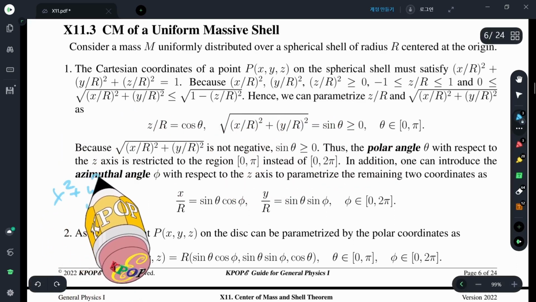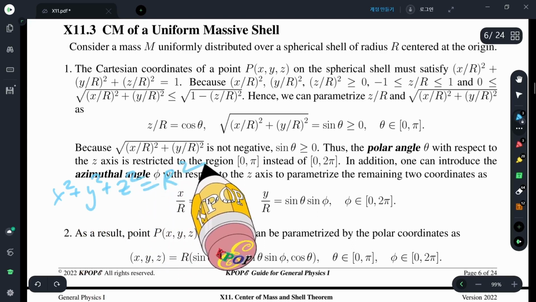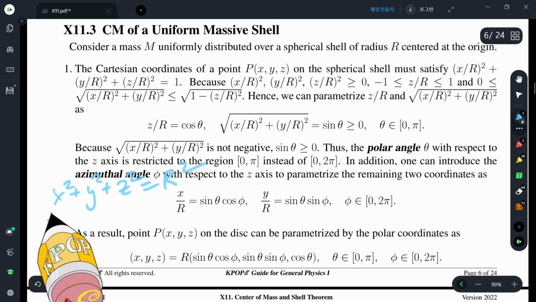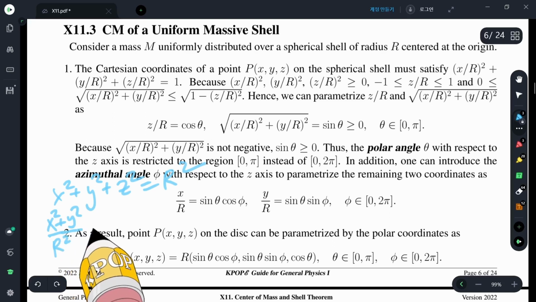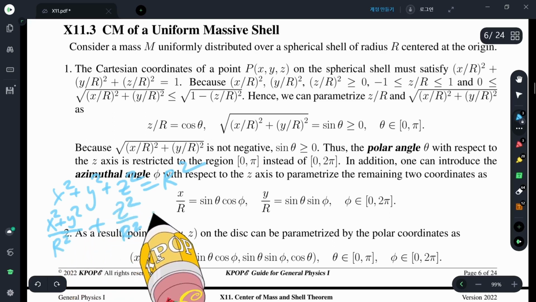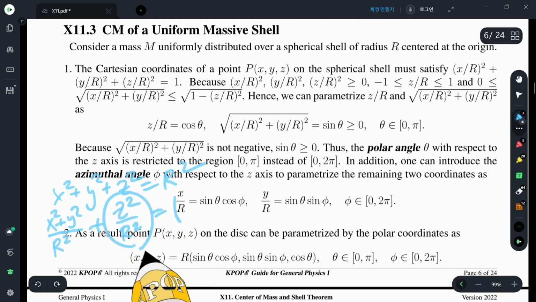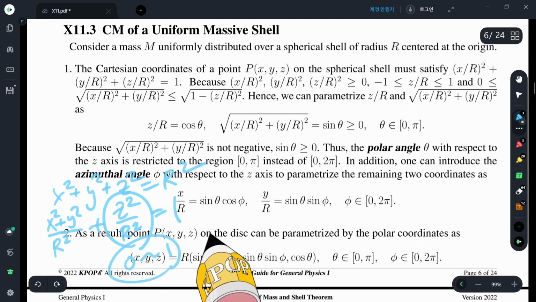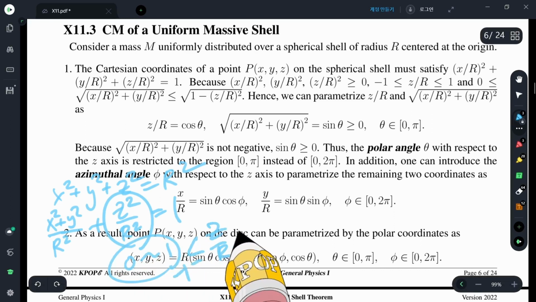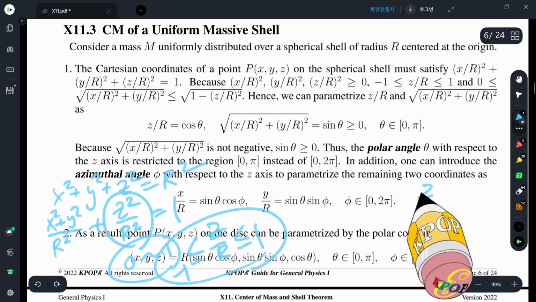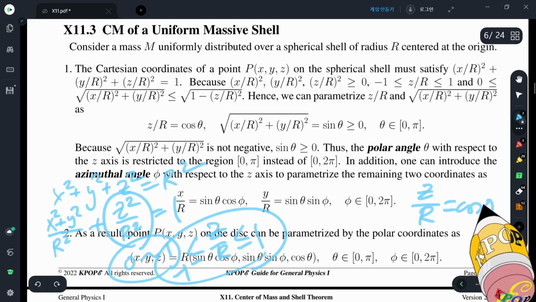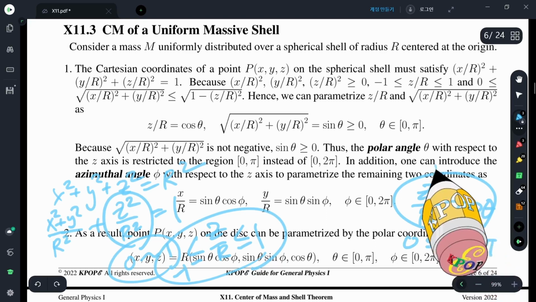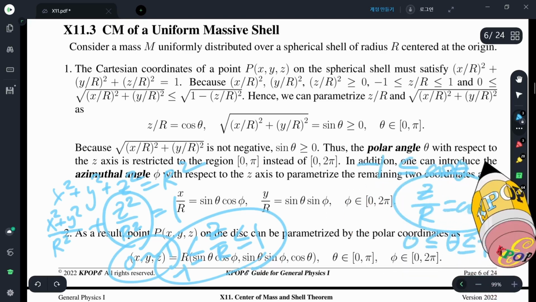x squared plus y squared plus z squared sums to capital R squared, and we scale this one with the radius. So z over r runs from minus 1 to 1. It is good to define z over r to be cosine theta, and theta runs from 0 to pi. In that case, cosine theta runs from minus 1 to 1.